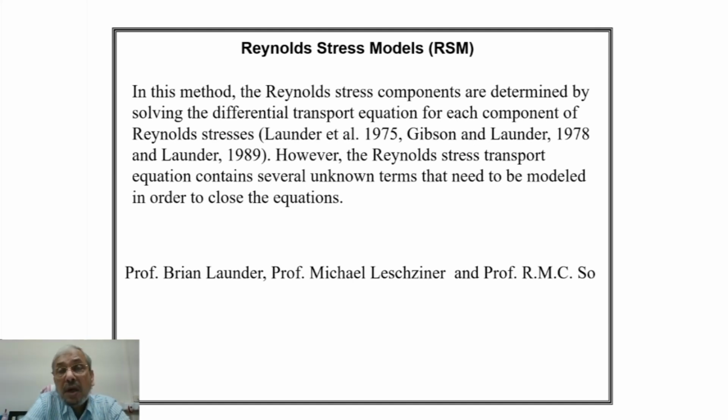very few groups got success. The groups which got phenomenal success with the Reynolds stress model are led by, one is of course Professor Brian Launder. He was in UMIST, University of Manchester Institute of Science and Technology, and is widely respected the world over as a turbulence scientist. Then another is Professor Mike Leschziner. He is now in Imperial College, London. Mike Leschziner also got phenomenal success with the Reynolds stress model. And another is Professor RMC So in Hong Kong. Earlier he was in Arizona State University, now he is in Hong Kong. He also was very successful.